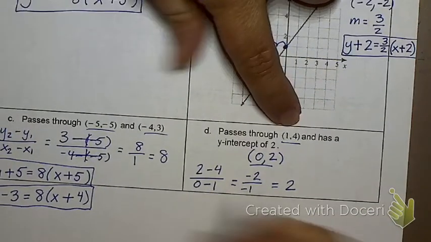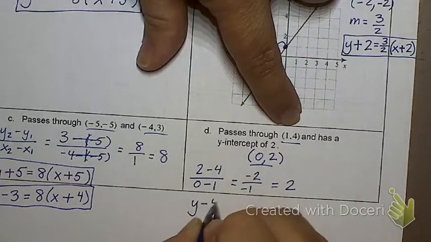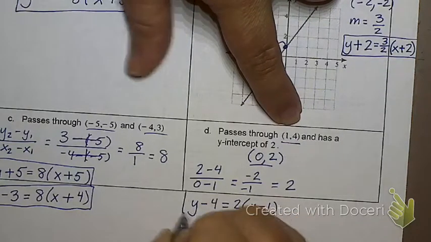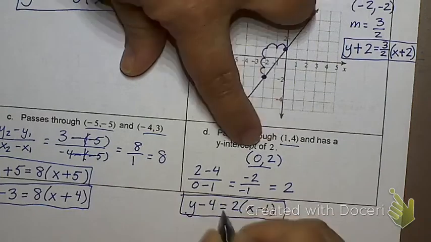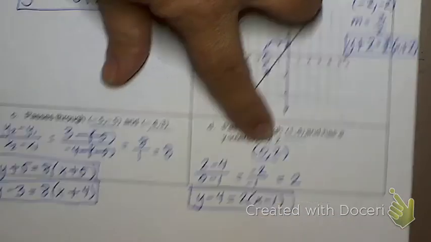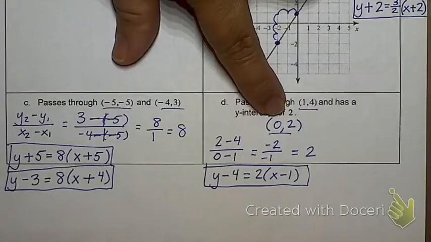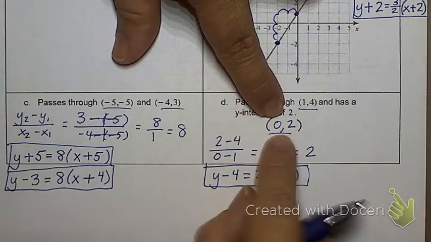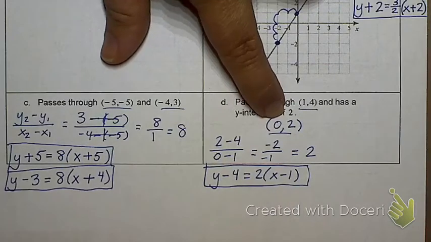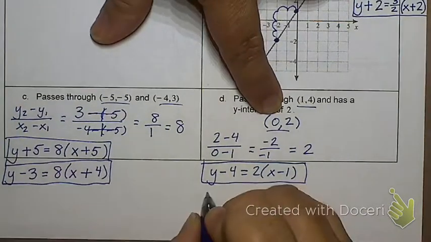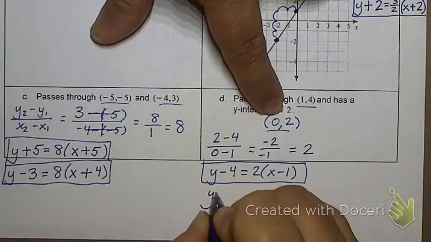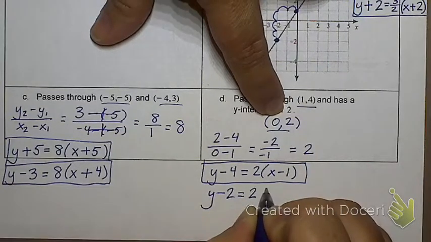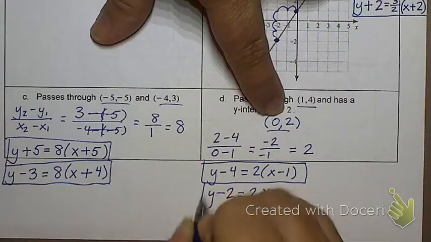If I use this point to write my equation, I have y minus 4 equals 2 parentheses x minus 1. If I use this point to write my equation, which, by the way, when you're doing point-slope form, I would suggest avoiding the point that has a 0 in it if you can, just because sometimes it gets tricky. I would have y minus 2 equals 2, and then there's no reason for me to put x minus 0 in parentheses, right? Because it's just x.